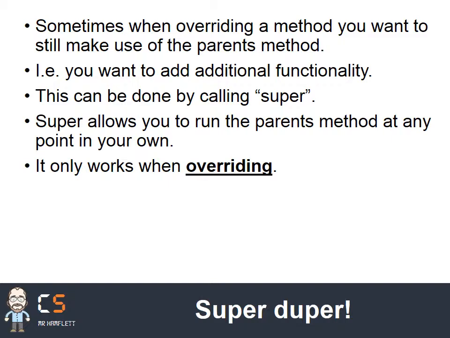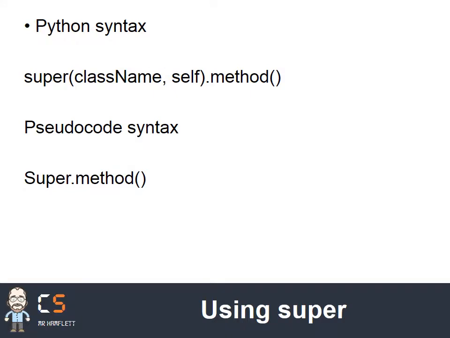It doesn't mean that it's that code's better. It just comes from the word superclass. So a superclass is the parent of a current class. So super allows me to run the parent method at any point in your own, and it only works when I'm overriding a method. Python syntax is a little bit weird. What we do is we have the super keyword followed by the class name, followed by the object, which might be self, followed by the name of the method we're going to be using. In pseudocode, we simply put the keyword super followed by the method that I want to use.